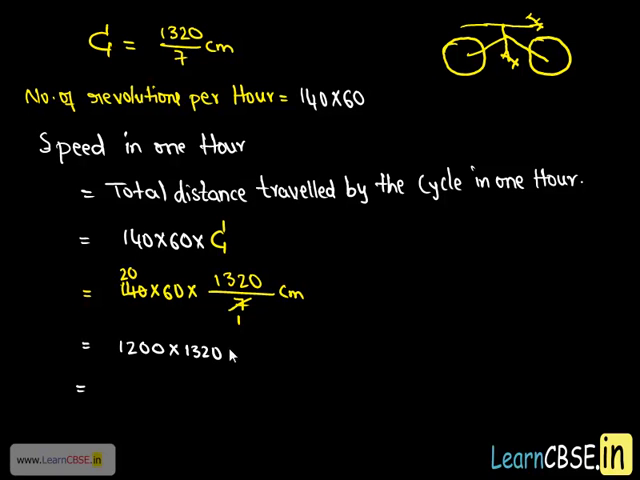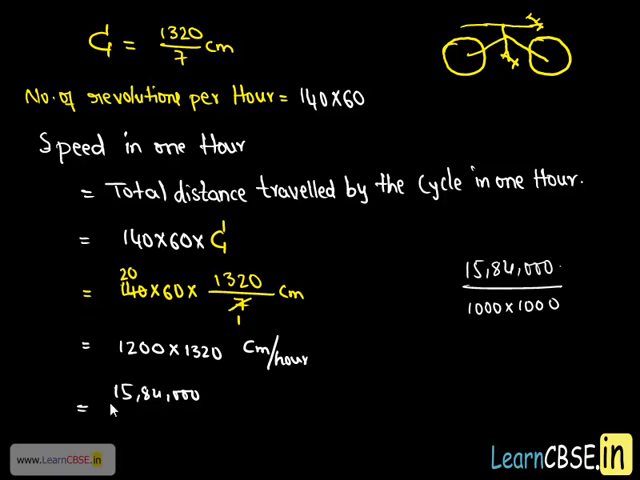Here we have the speed in centimeters per hour. The product is 15,84,000. To convert the speed from centimeters per hour to kilometers per hour, we have to divide 15,84,000 with 10 power 6 in order to get the speed in kilometers per hour. By simplifying, we get the speed is 15.84 kilometers per hour.